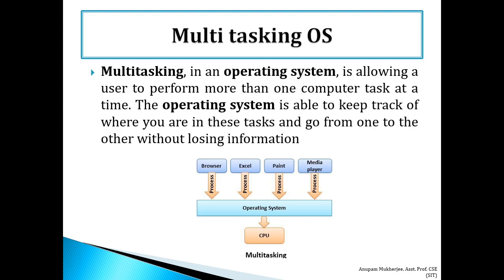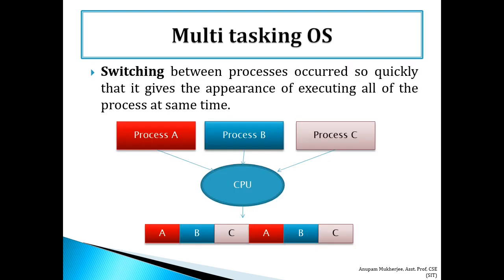So multitasking in an operating system is allowing the user to perform more than one computer task at a time. The operating system is able to keep track of where you are in each task and go from one to the other without losing information. If we focus on this diagram, there are three processes involved: process A, process B, and process C. Three processes want to access your CPU at a time.